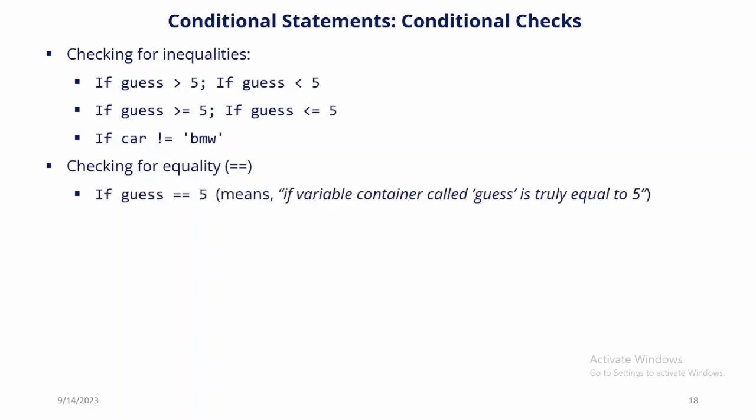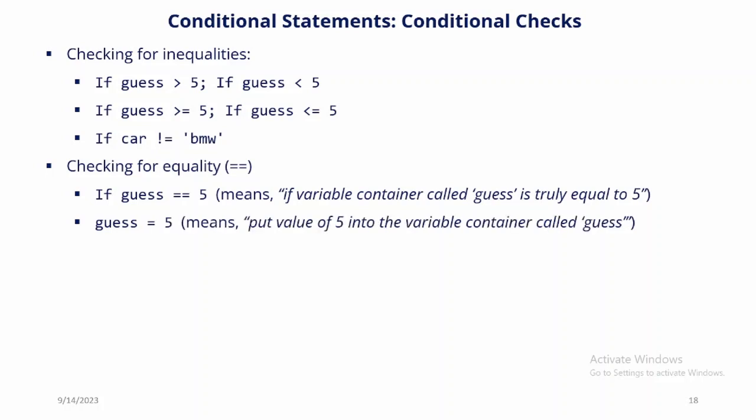If guess == 5 means if a variable container called guess is truly equal to 5. That's the value inside the variable. Is it actually equal to 5? That's what we mean by this double equal to. Now, some students confuse the double equal to with a single equal to. Let's look at the difference. When you say guess = 5, it means you are actually putting the value of 5 into the variable guess. So at that moment the content of guess is 5.